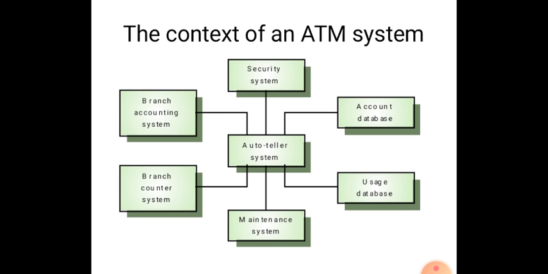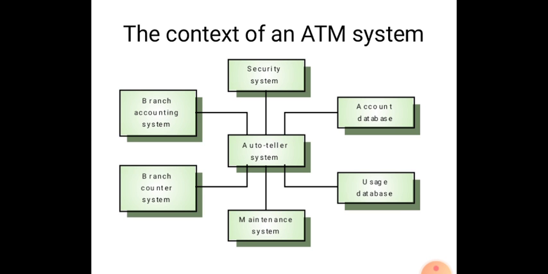In the very center you have got the auto teller system. On the top of it, in the center, we have got the security system. In the bottom center, we have got the maintenance system. And when you come towards the right, on the very top, you have got the account database and usage database. Okay, so please go through this model. We'll describe these subsystems and their role in the next slide.